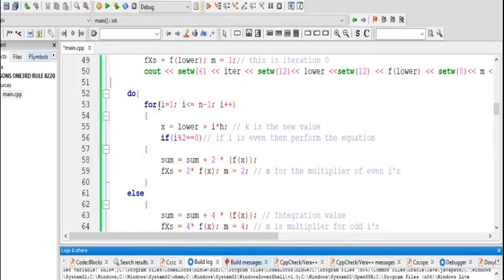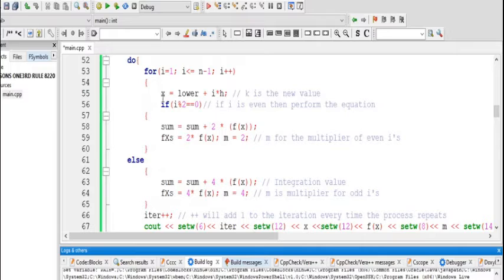Okay, now do this loop for I equal to 1 and I less than or equal to n minus 1, I plus plus. So I plus plus will increase I with every repetition. Where x is equal to lower plus I times h. If I is even, or I modulus 2 has no remainder, then we will perform this equation. Sum is equal to sum plus 2 times f of x. F of x Simpsons is equal to 2 times f of x. The multiplier m is 2.